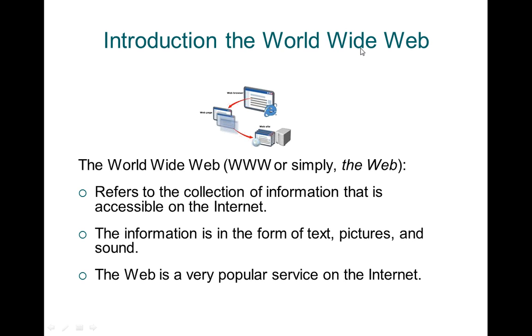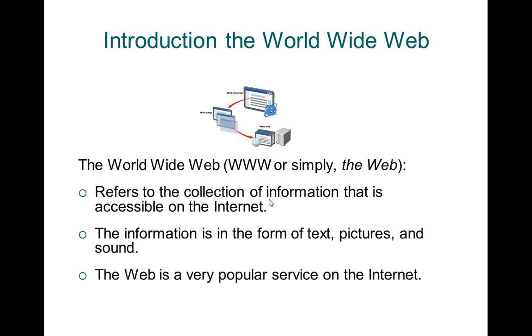Let's start with the introduction to the www. The www is simply the web, also known as the web, or the World Wide Web. It refers to the collection of information that is accessible on the internet. So if I'm talking about www, it's simply a collection of information that is accessible over the internet. The information is in the form of text, picture or sound. So www is nothing but a collection of information that we can access easily on the internet.